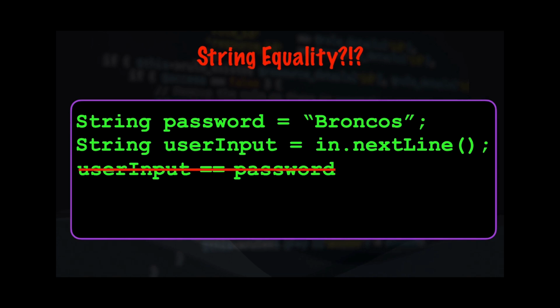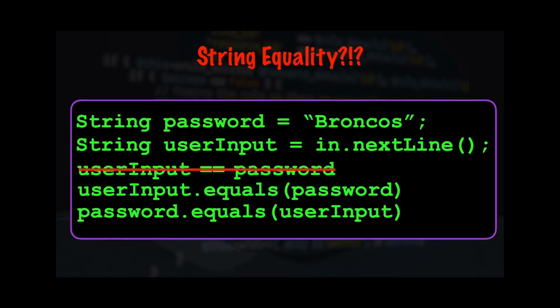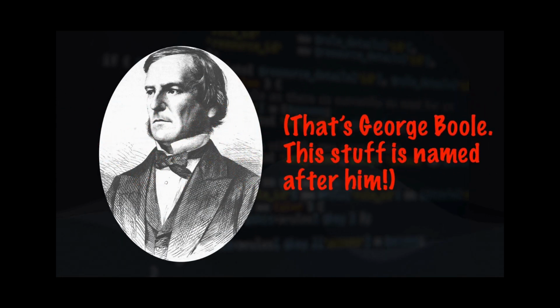Instead, we have to use a string method called equals, and we pass in the value we want to compare to. Incidentally, it doesn't matter which string we use to call the equals method and which one we compare to. The result will be the same, so you could also write this as password.equals(userPassword). It might not be clear yet why we're spending time on this, but understanding Boolean logic is going to make it possible to write code that makes decisions, and that's what we'll look at next.